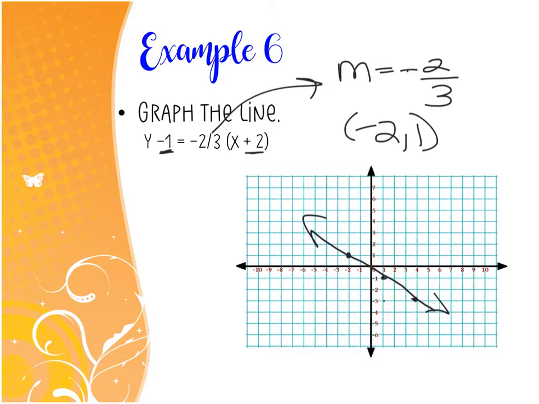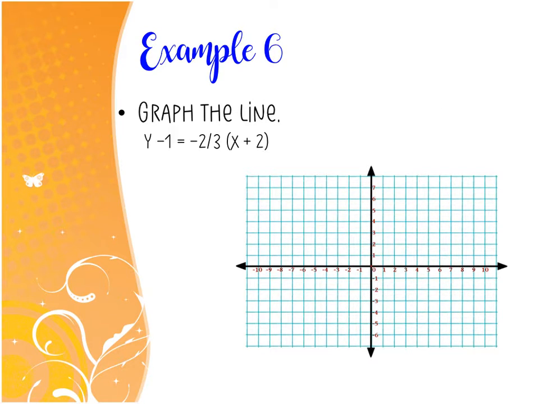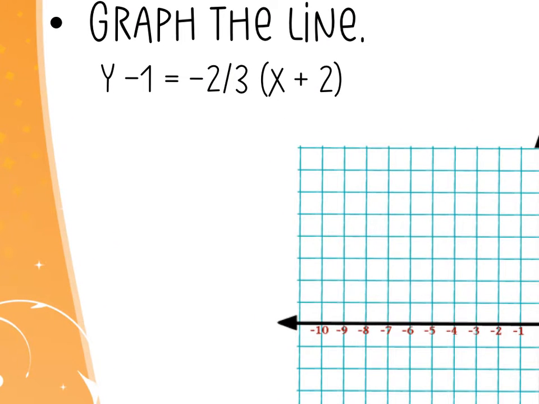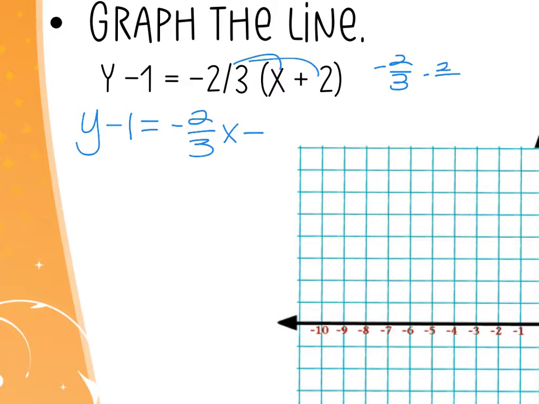But again, if that confuses you, then go the other route, which is solve this for y. This time there's a fraction in here, which is not as much fun. y minus 1 equals negative 2/3. This gets distributed to both. x minus, and negative 2/3 times 2 over 1 is negative 4/3.